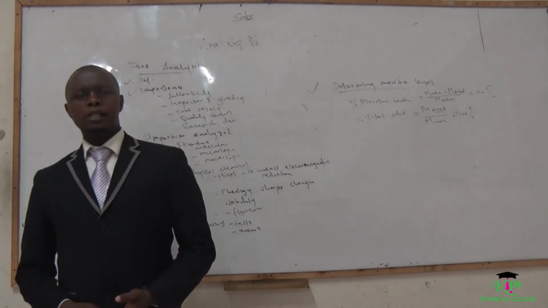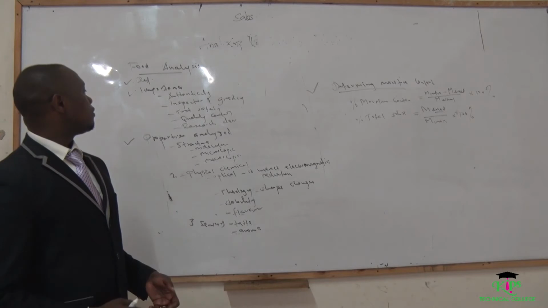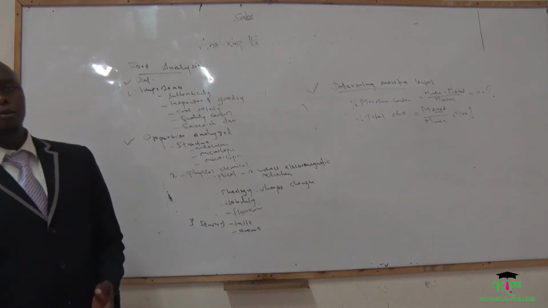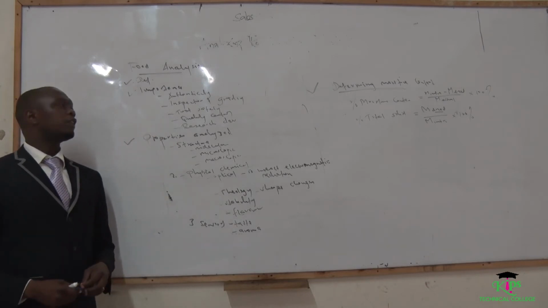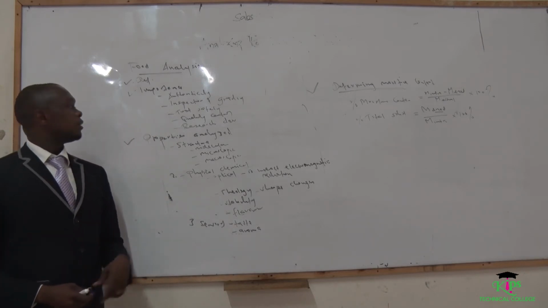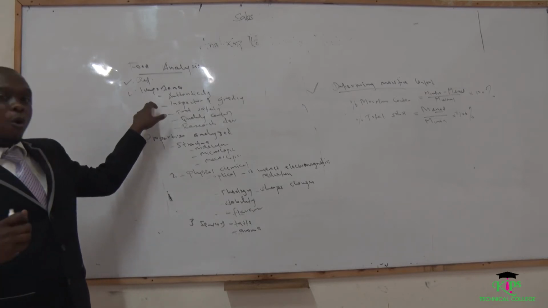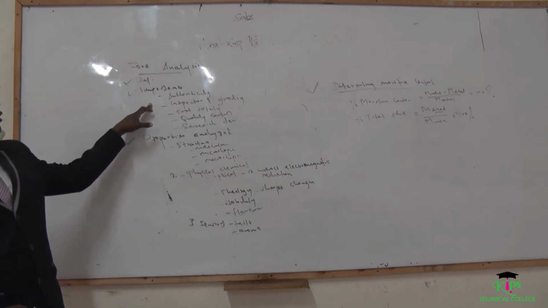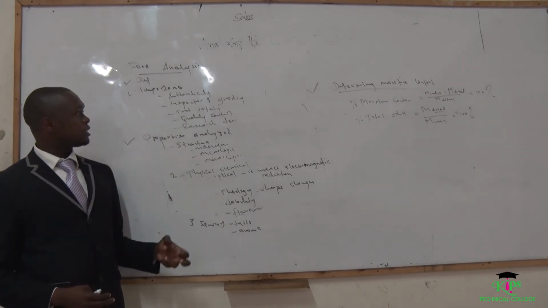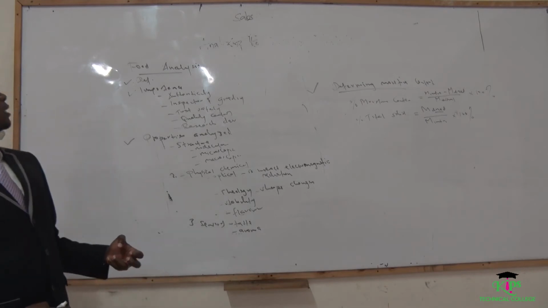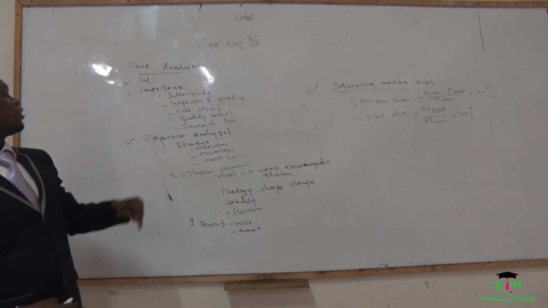Now, what is the importance? Why do we normally do food analysis? We have various reasons why we normally do food analysis. Number one is for authenticity, that is, we can mention it as originality of the food. Also, we look at inspection and grading. We also analyze the food for safety.